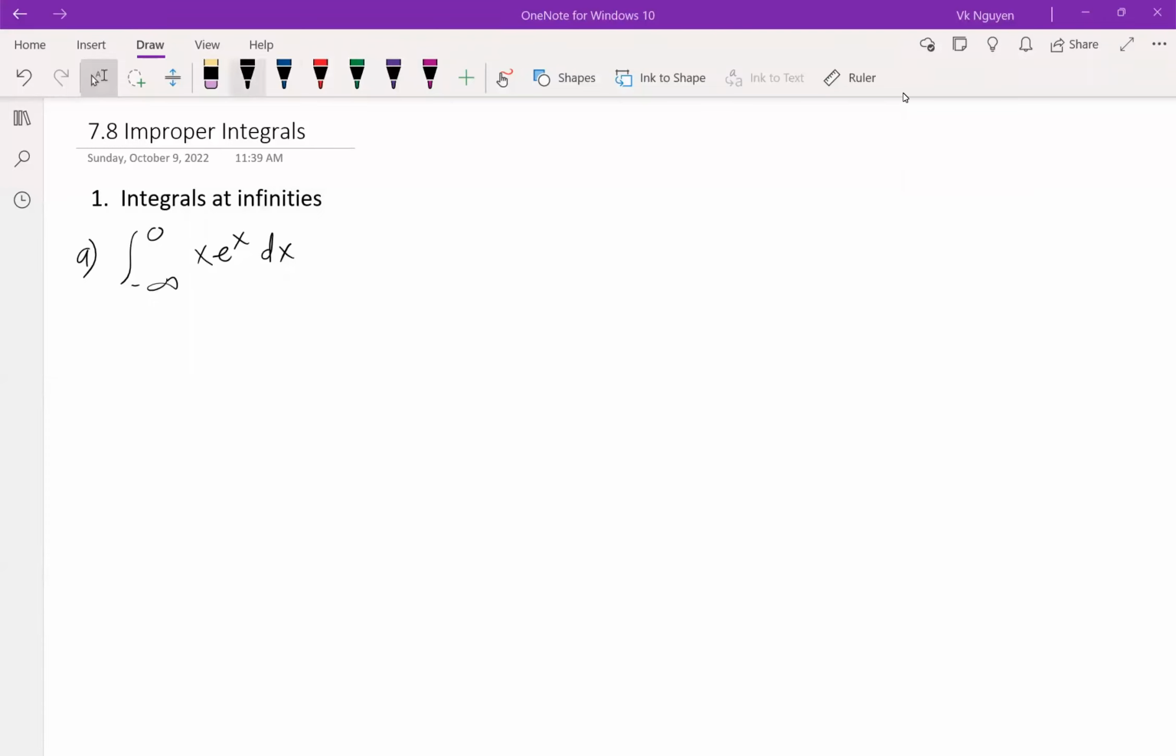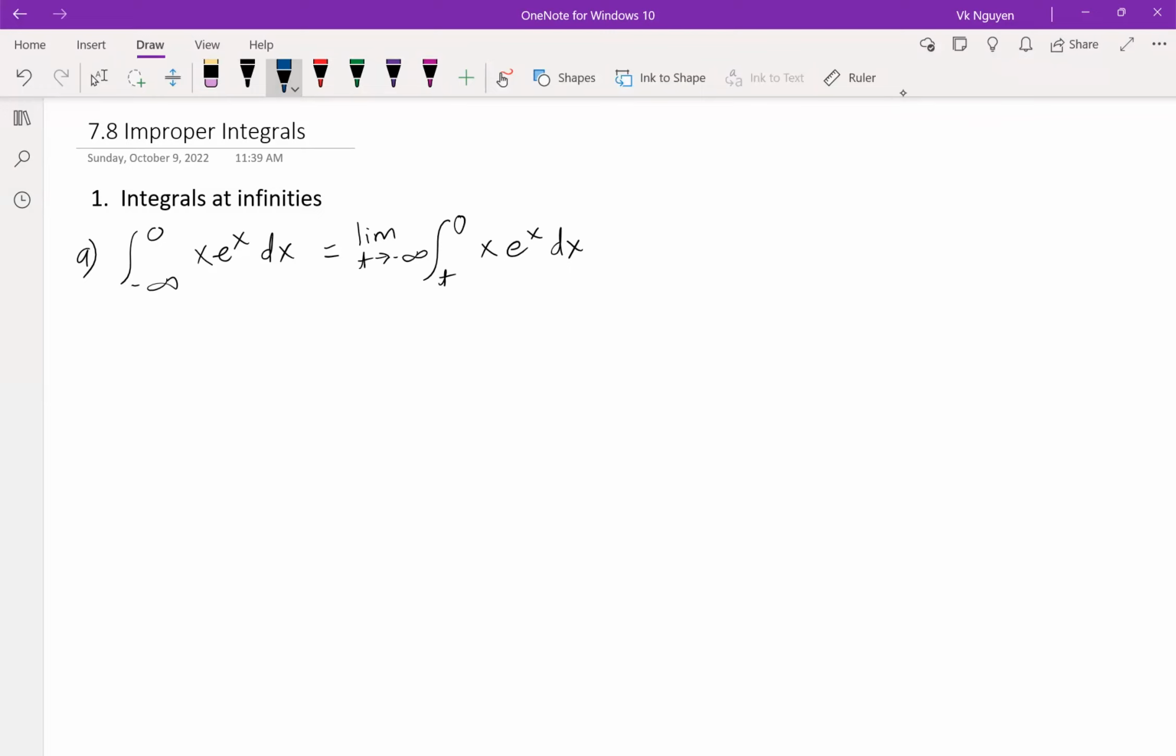The way to do this integral is we're going to let t be the lower limit. The upper limit is 0. And to get the negative infinity, we have to let the limit as t approaches negative infinity of the integral of x e to the x dx.